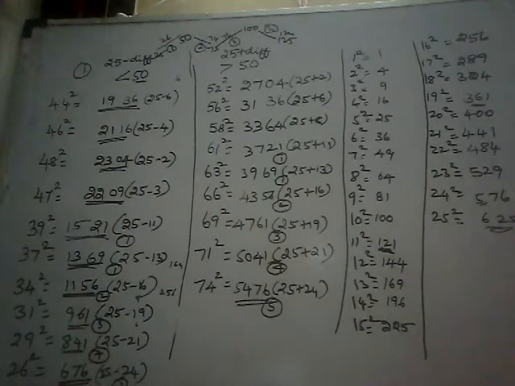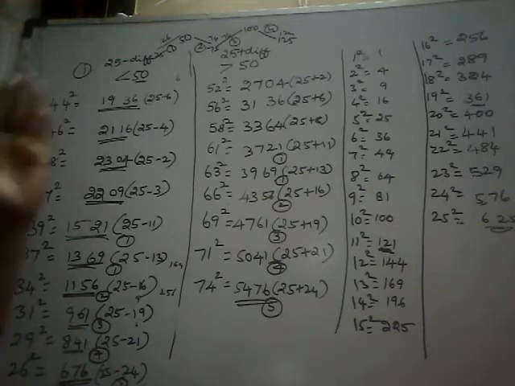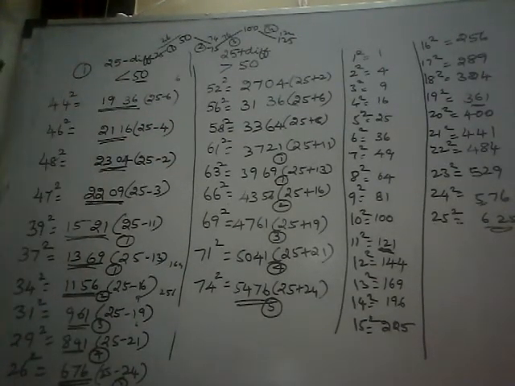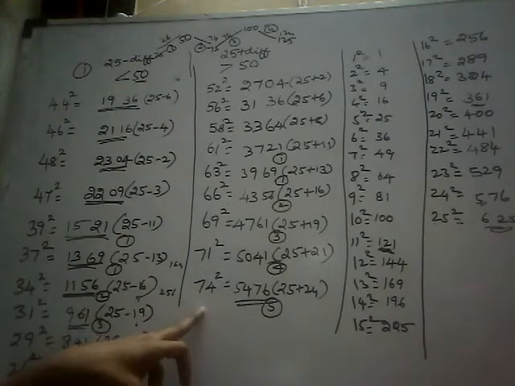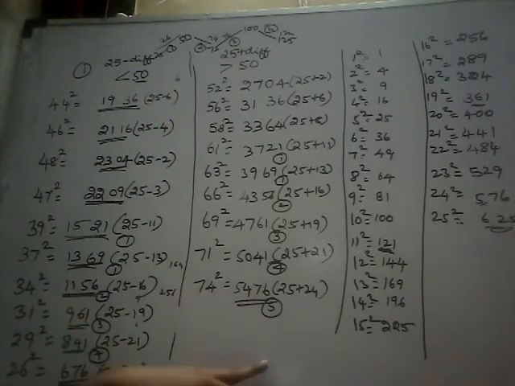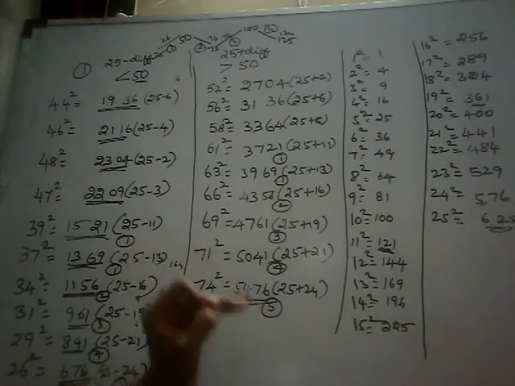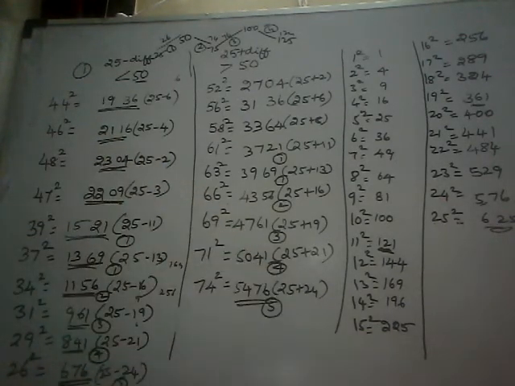Is it clear? Now we will do above 50, that is 50 to 100. So we have segregated 50 to 75 as one part, and then 75 to 100. So now we are going to do 75 to 100 and 100 to 125. Okay.